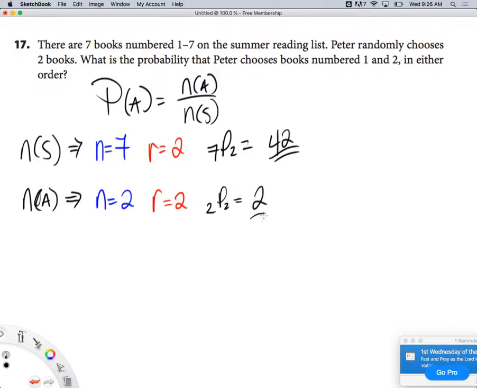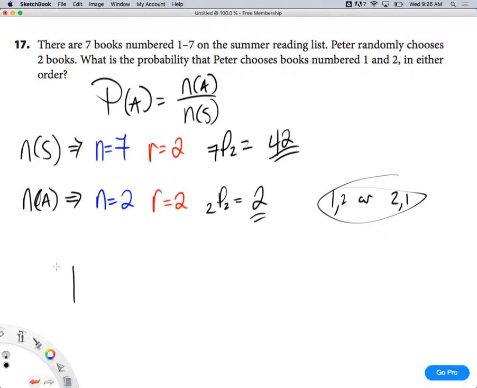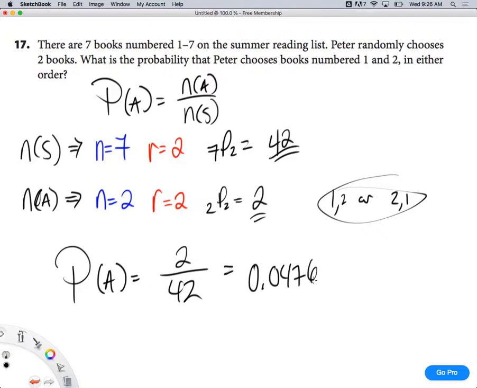Another way to think about this is 1 and 2 in any order. It's either 1 and 2 or 2 then 1. There's only 2 possible orders, so you don't have to go through all this work. You could just think about it. Then PA is equal to 2 over 42, which reduces to 1 over 21, or 0.0476 is the final answer there. Any questions on that one? Okay.